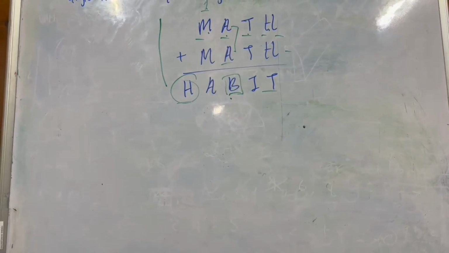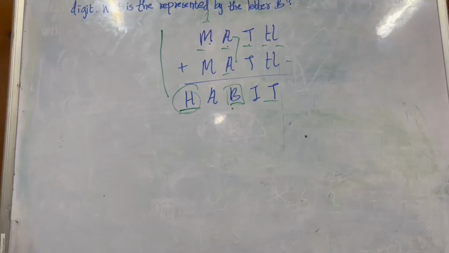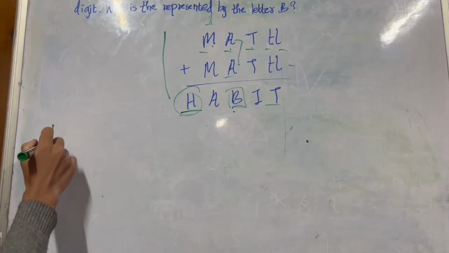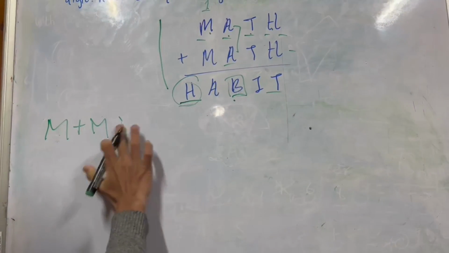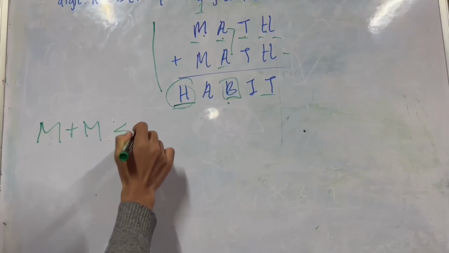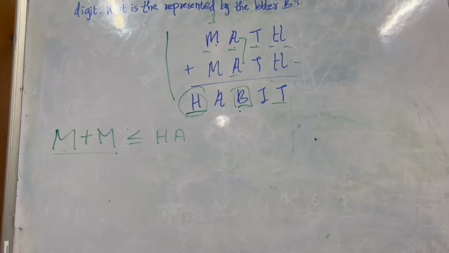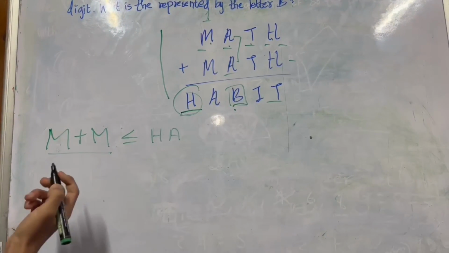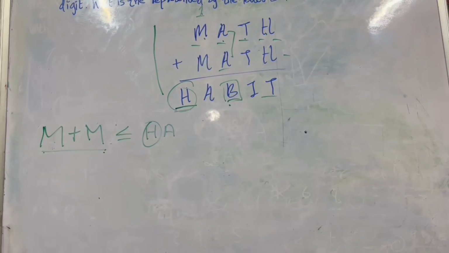Firstly, what we can determine from the question is the value of h. So from the get-go, what we can see over here is that m plus m is less than or equal to ha. Since m has a value of 0 to 9, h will always be 1.